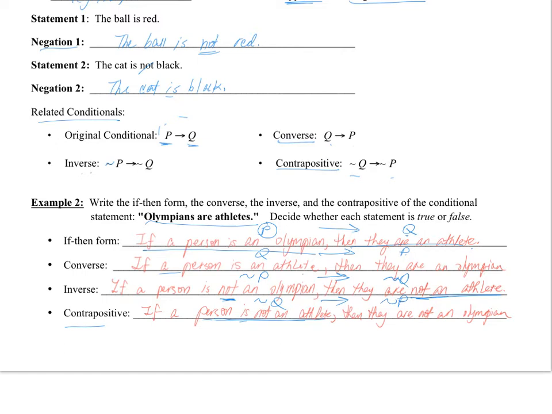And let's see which statements are true and which statements are false. The first one obviously is true. If a person is an Olympian, by logic, they have to be an athlete. If a person is an athlete, then they are an Olympian.